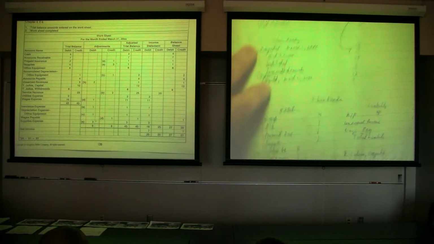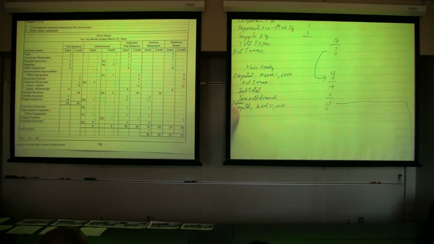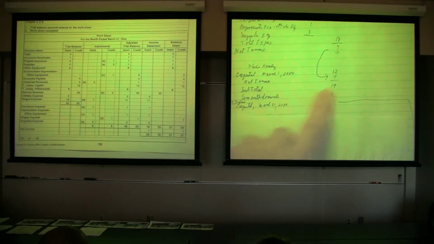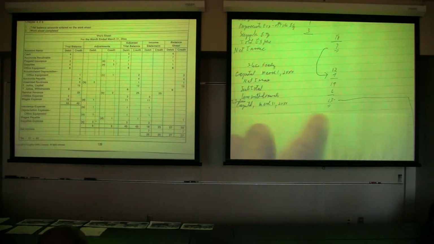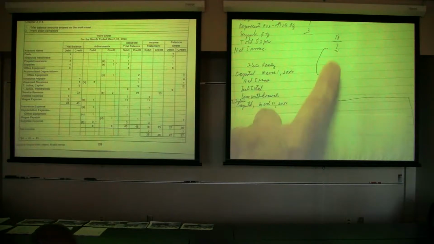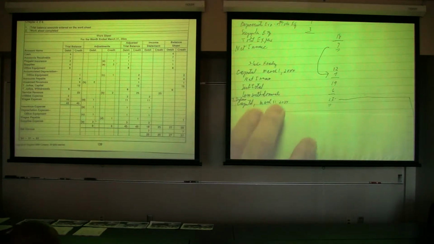The reason we have these arrows is that I'm pointing things out. We've got a three-line heading. Here's the beginning capital. All we could use is the 12 because we don't have a ledger. Increase it by the net income, that gives you a subtotal of 19. Decrease it by the withdrawals, that gives you an ending capital of 13. And the net income came from the income statement.